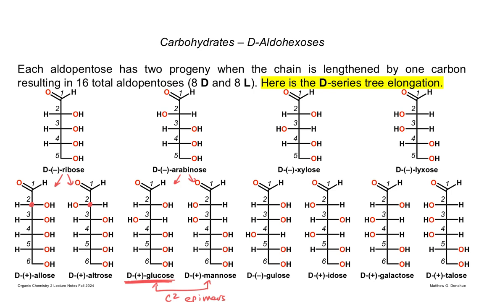So xylose forms gulose and idose. Lyxose forms galactose and talose. I always think of these as Elvish names in Lord of the Rings or something. They're just very odd names in my opinion. But if you look at any of these and pick two of them out, their relationships are all diastereomers. The enantiomers would be the mirror images.